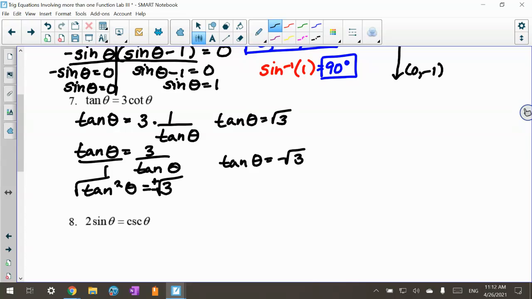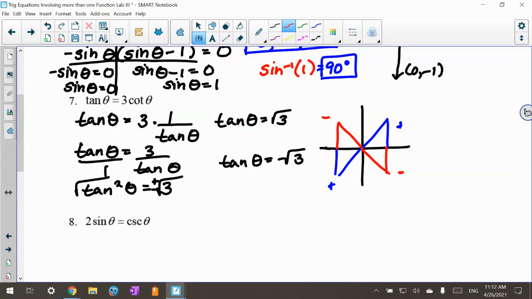Now, the cool thing about this is I'm using the same value, so I'm actually going to go all the way around. So here's my picture. I see that tangent's positive, and tangent is positive in quadrants 1 and 3, because it's like a slope, and it's negative in quadrants 2 and 4. So I'm going to go all the way around with the same value.